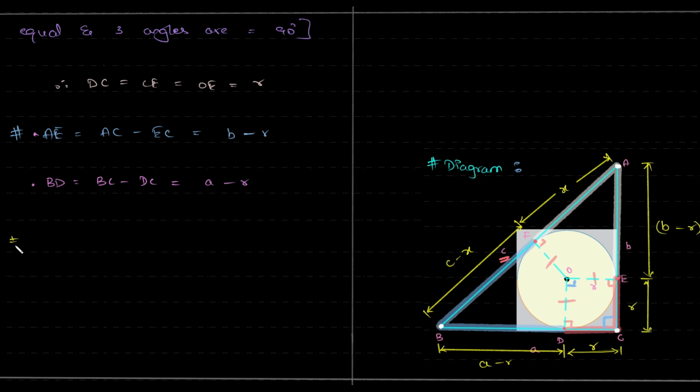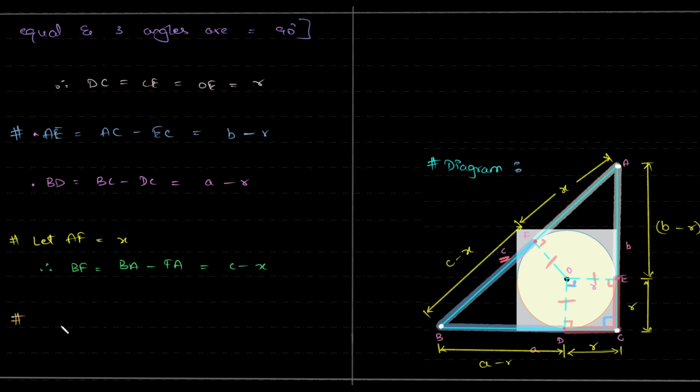Then let AF be equal to X. Therefore, we have BF, which is equal to BA minus FA, which is C minus X. If you want to pause, please pause and have a look, match it if I have written things right. Okay, looks correct.